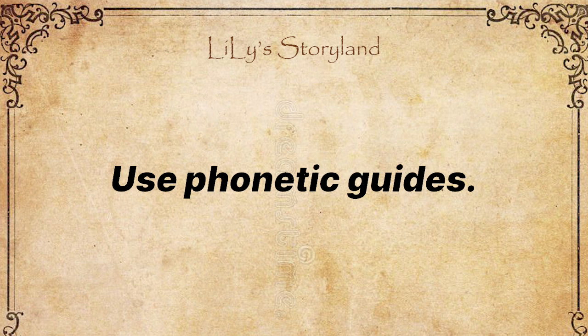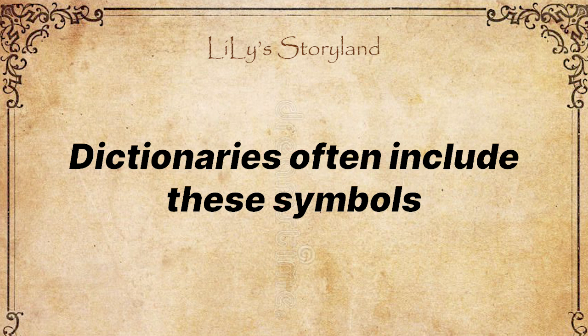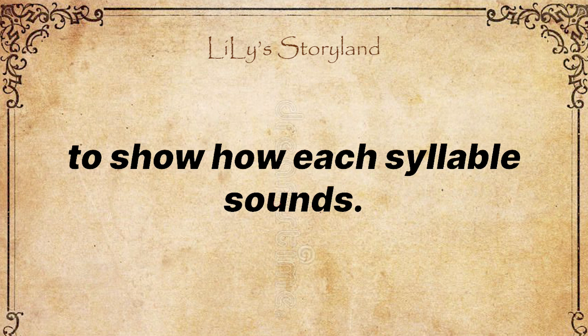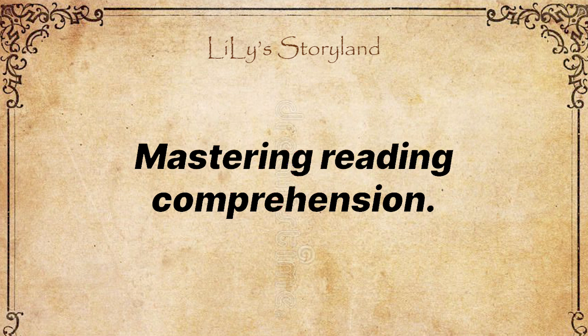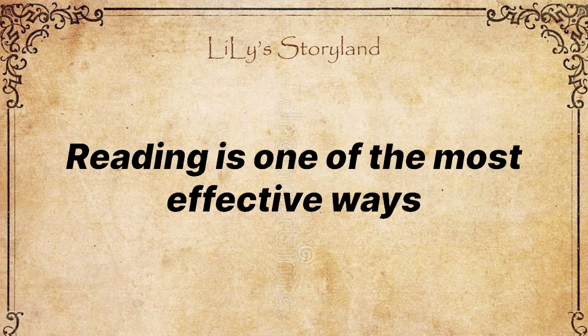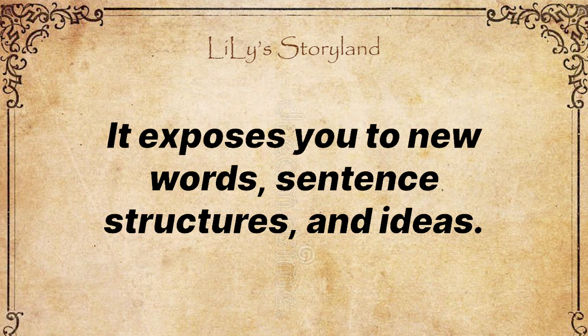Use phonetic guides. Phonetic symbols can help you understand how words are pronounced. Dictionaries often include these symbols to show how each syllable sounds. 4. Mastering reading comprehension. Reading is one of the most effective ways to improve your English. It exposes you to new words, sentence structures, and ideas.